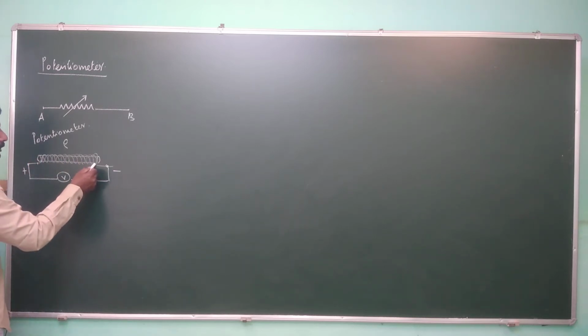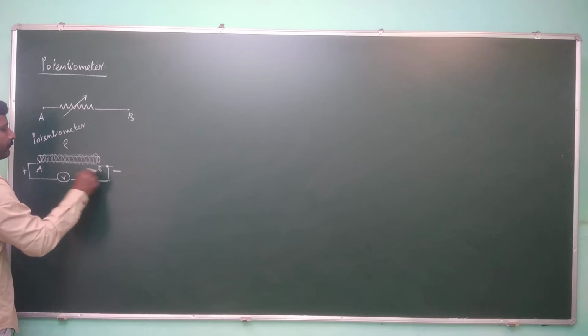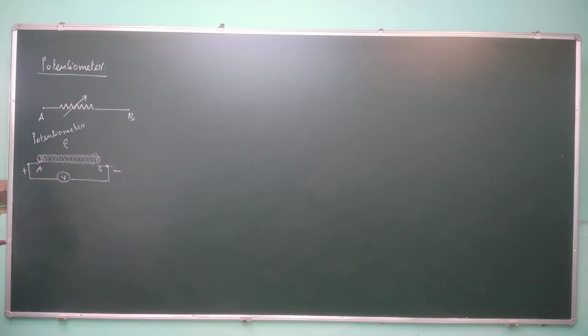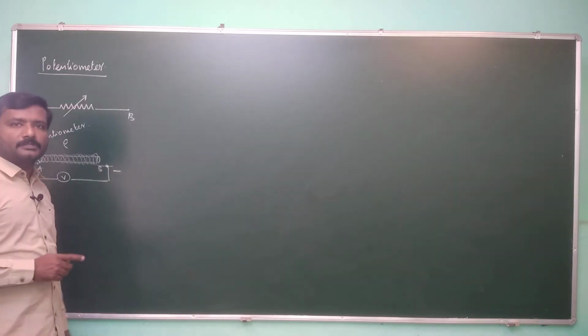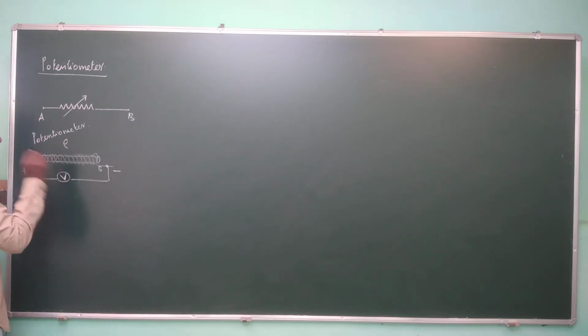And if you slide towards the positive end, or towards the negative end, the potential drop across any two points between A and B will decrease. Why? Because if you decrease the length of the wire, then the resistance will decrease. So in that way, you can vary the observed voltage by varying the resistance.